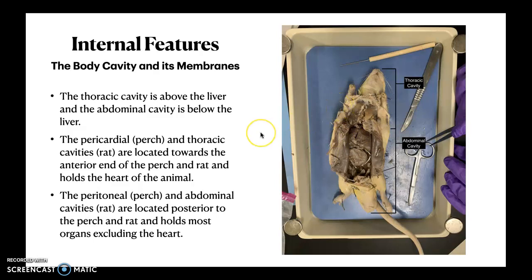And so looking at this, we know that when we dissected the perch, we had basically a pericardial cavity up here for the perch, and then in the posterior end we had the peritoneal cavity. And they're pretty much the same. The pericardial cavity and the thoracic cavity are located towards the anterior end, and they house the heart. The abdominal cavity and the peritoneal cavity are located posterior of the perch and the rat, and hold basically the rest of the organs.